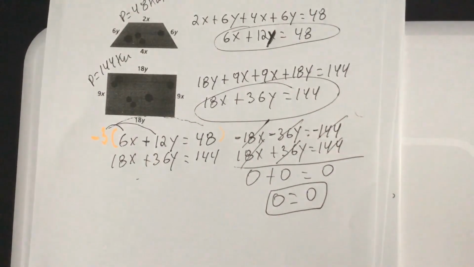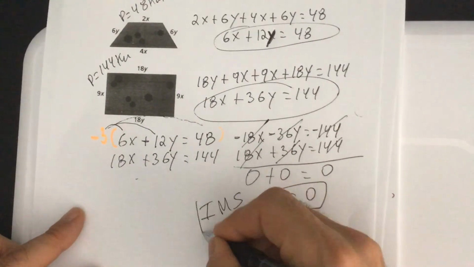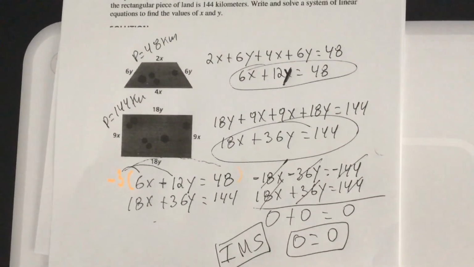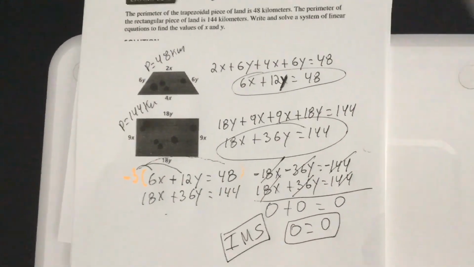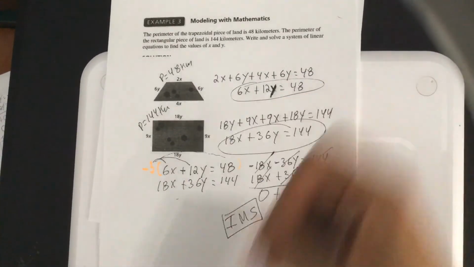And what happened here? If you guys remember, this means infinite solutions. Infinitely many solutions. So that means that x and y can be anything. Any x, any y will work for this problem.